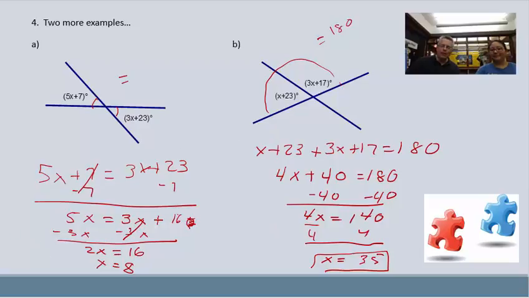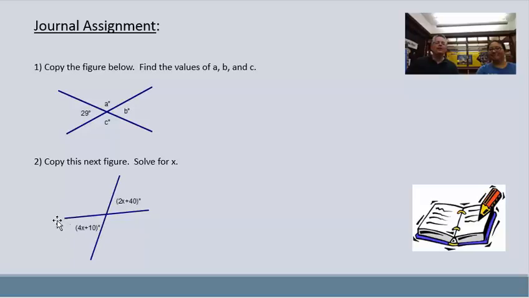Okay, very good. Time for the journal assignment. Copy the first figure and find the values of A, B, and C. That'll take you just a minute. And then on the second figure, copy it, and you have to decide, are those two equal or do they add to 180? So you have to figure out the right relationship and then write the equation and solve.